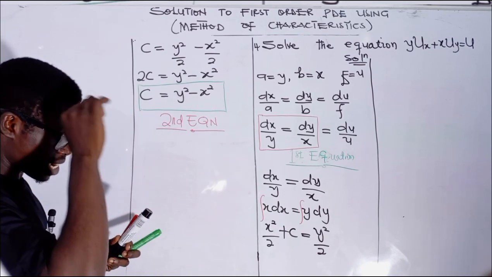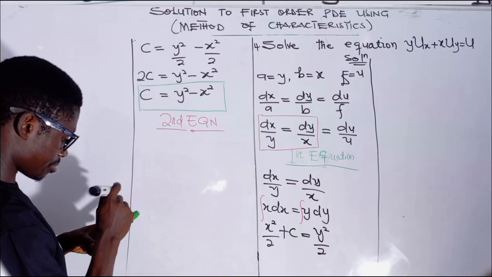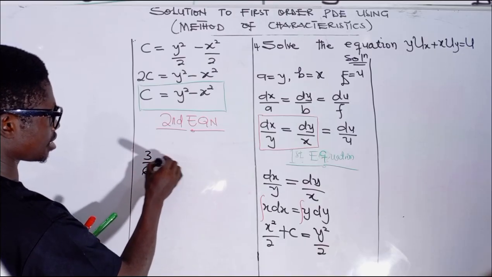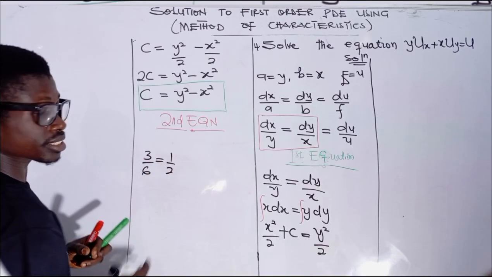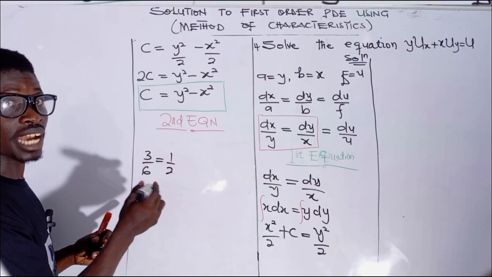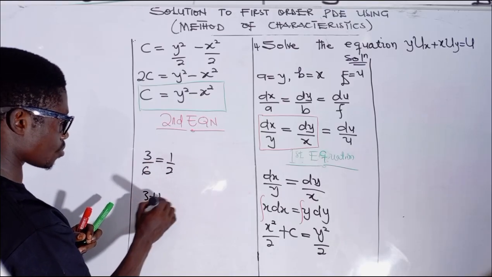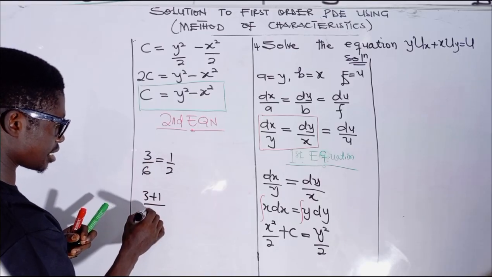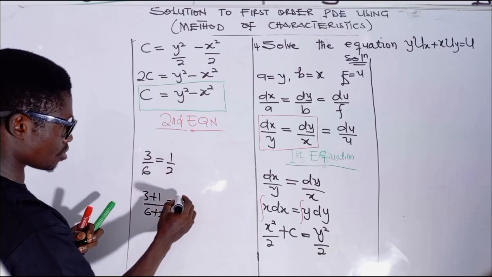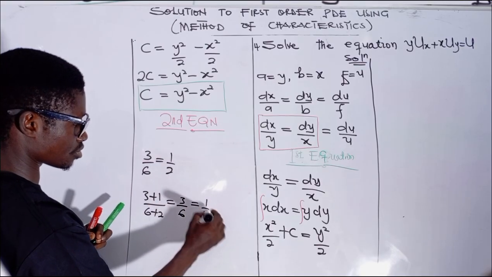When we are at the JHS or SHS level, in algebra, we said that when you have two fractions, let's say 3 over 6 and 1 over 2, and they are equal, then when we add the numerators, 3 plus 1, and add the denominators, 6 plus 2, this should be equal to any one of these. So it should be equal to 3 over 6, and it should be equal to 1 over 2.